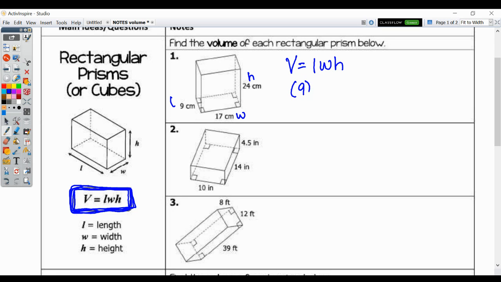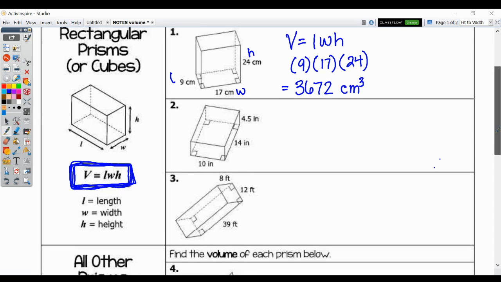My length is 9. My width is 17. My height is 24. If I type in the calculator 9 times 17 times 24, I'll get 3,672. With surface area, or any kind of area, we would put centimeters squared right here. Since it's a volume, you always say your units cubed. So this will be centimeters cubed.